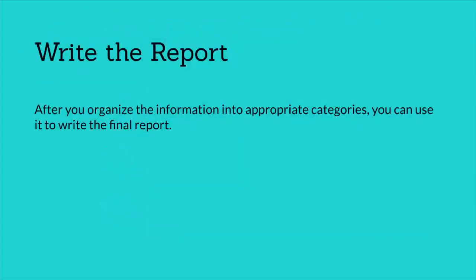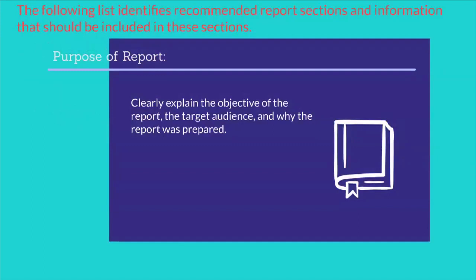The next step is write the report. After you organize the information into appropriate categories, you can use it to write the final report. It is critical to the outcome of the investigation that the report is clear, concise, and written for the appropriate audience. The following list identifies recommended report sections and information that should be included in these sections.